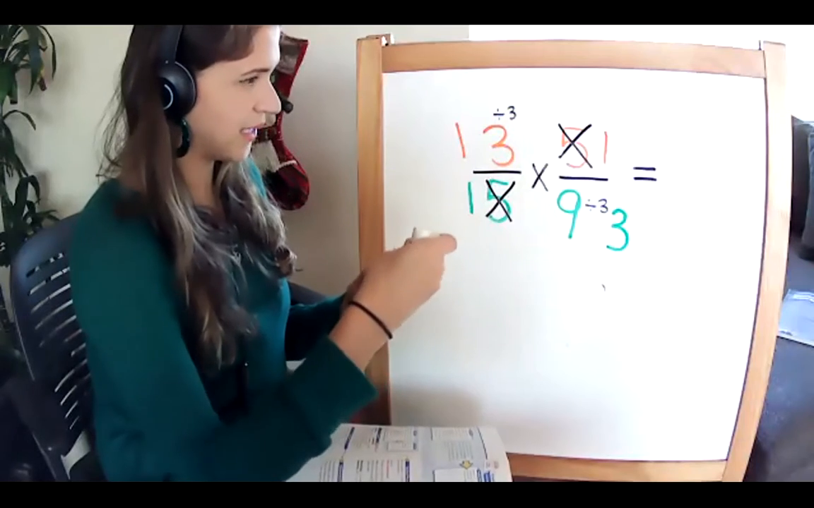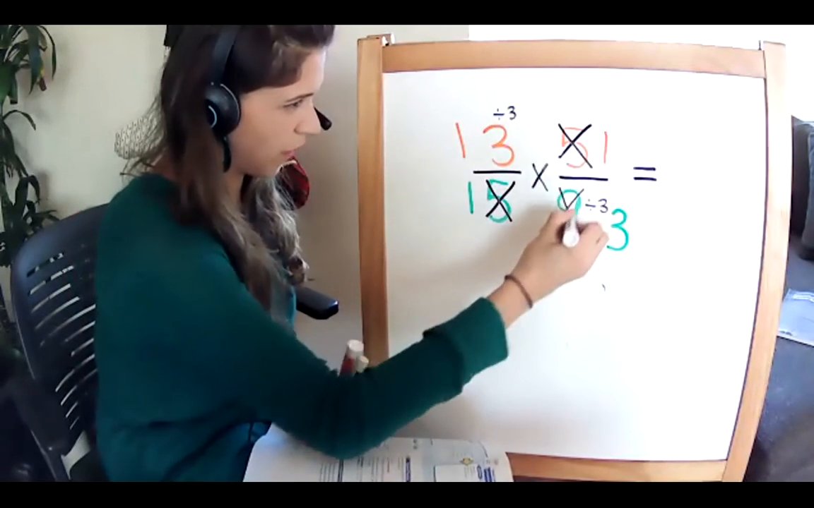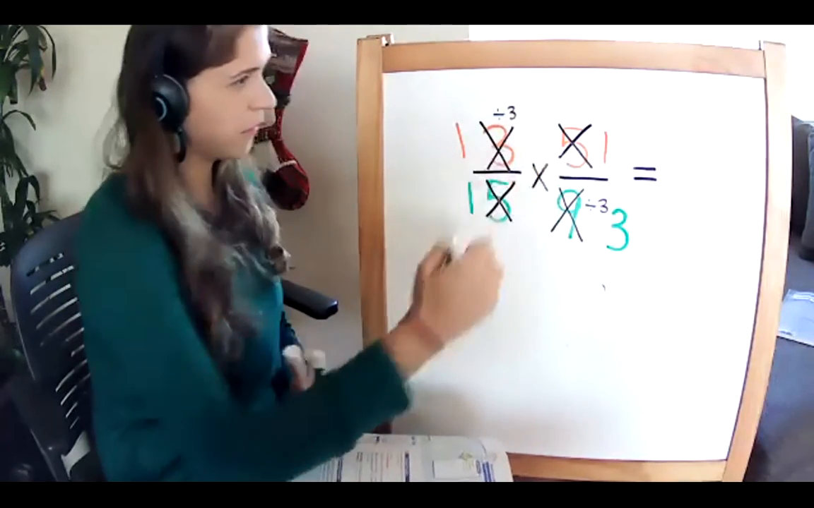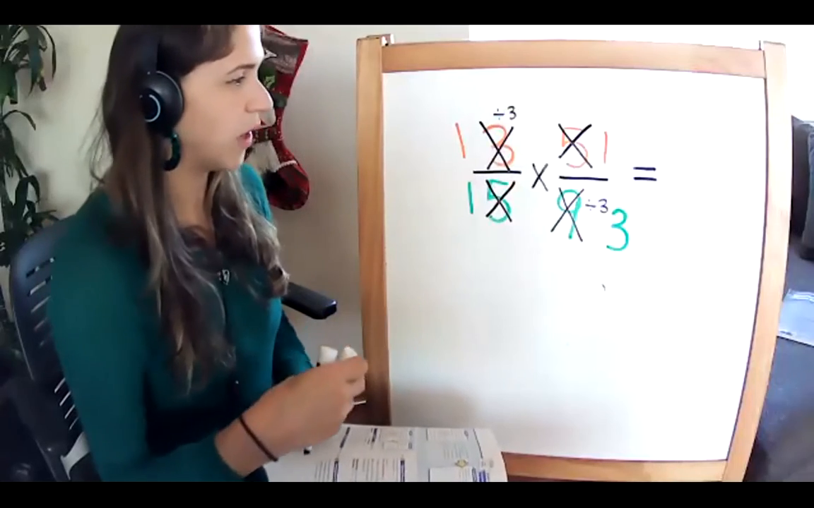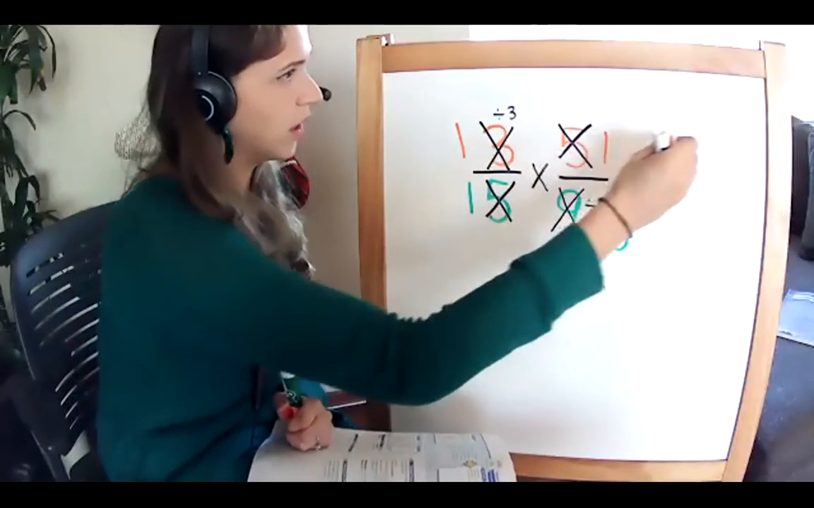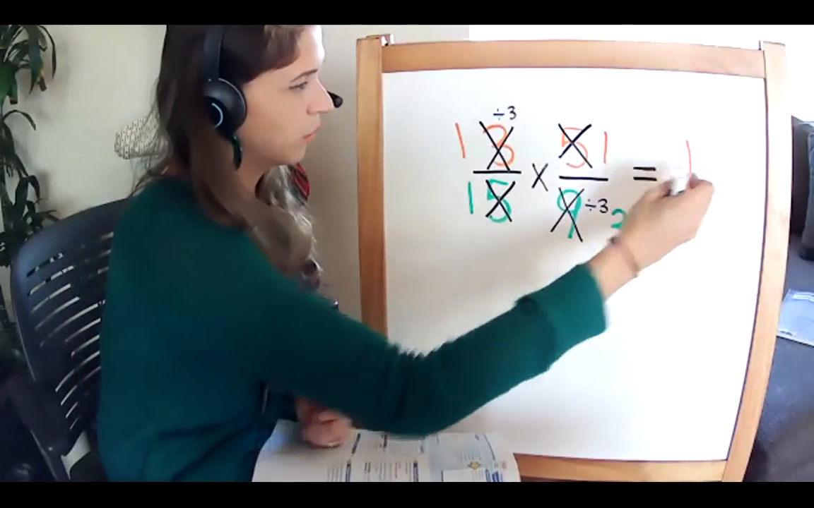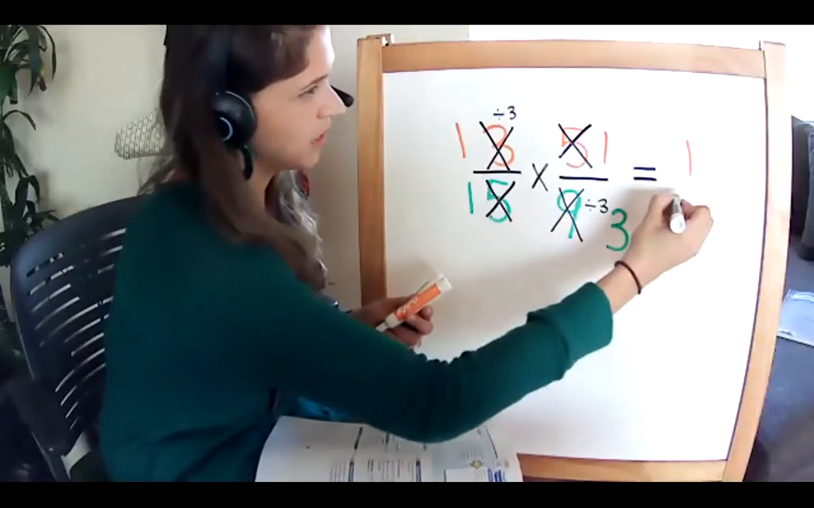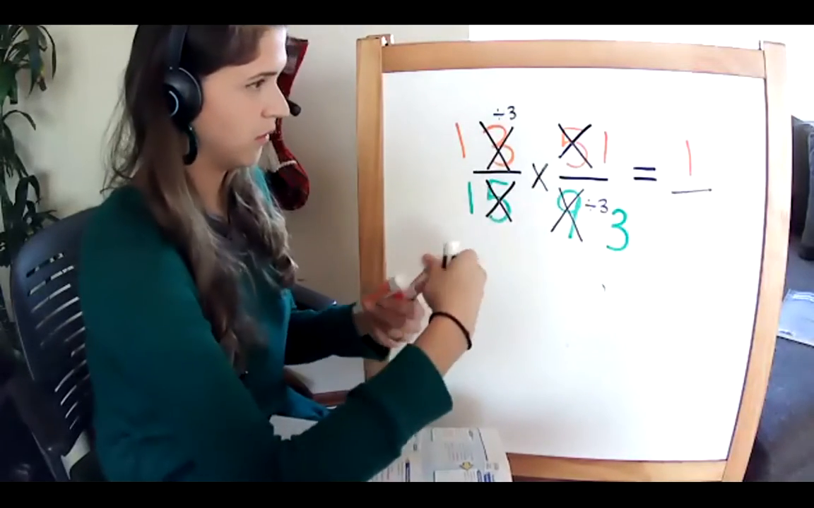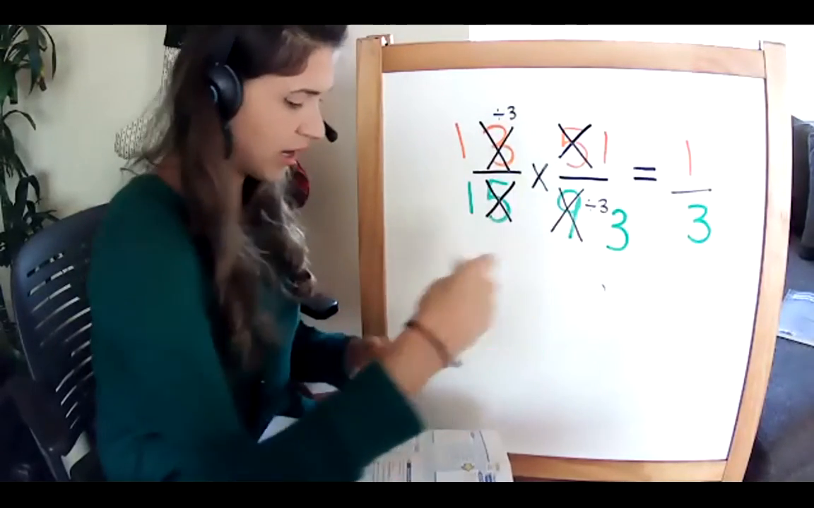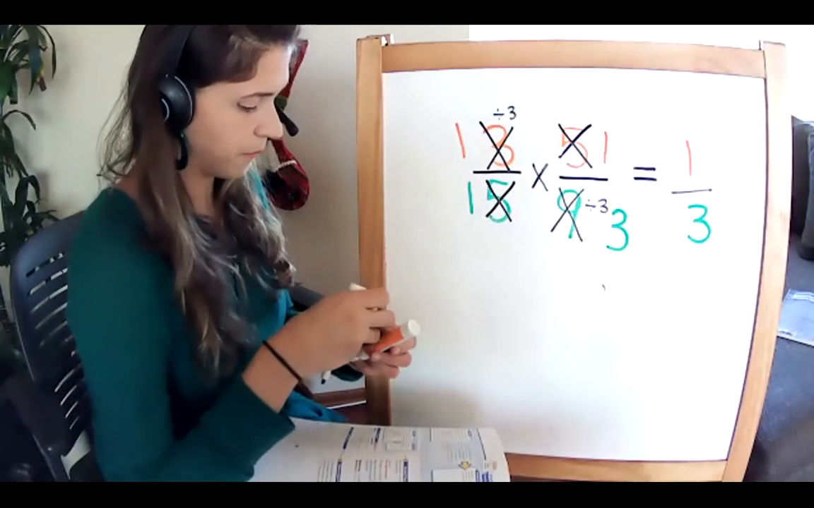This is like the best case scenario because all of our fractions simplified. Now we just have to multiply across. 1 times 1 equals 1. 1 times 3 equals 3. Is my answer in simplest form?